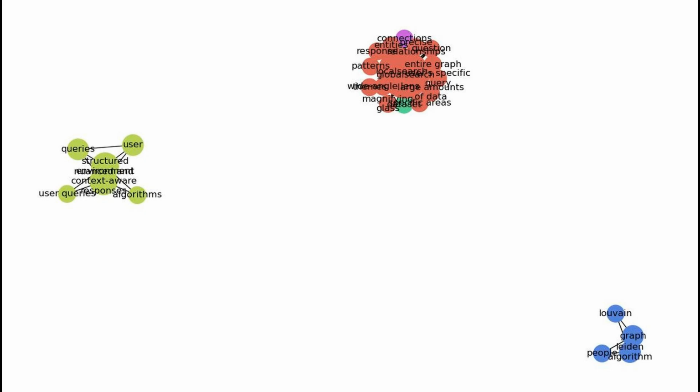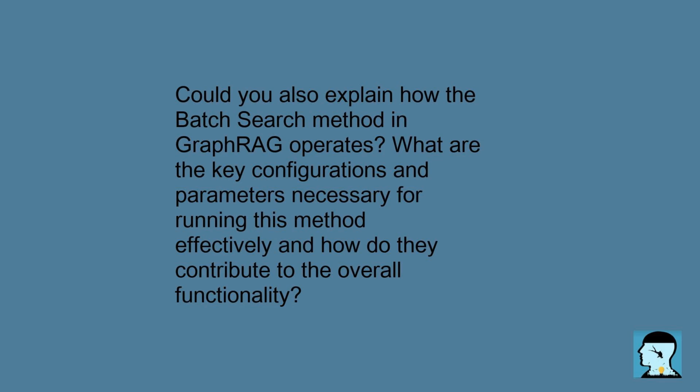The Leiden algorithm is generally more effective than older algorithms, like Louvain, because it builds more stable and well-connected groups, making it easier to navigate through the complexities of the graph. Overall, these algorithms work together to create a rich and structured environment that allows for nuanced and context-aware responses to user queries. That provides a compelling overview of the retrieval mechanisms.